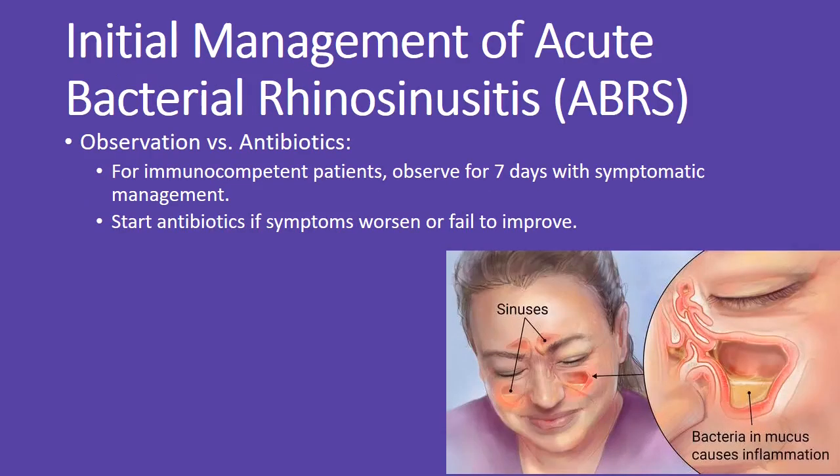The first step in managing ABRS is deciding between observation and antibiotics. For immunocompetent patients, a 7-day observation period with symptomatic management is recommended, as long as follow-up is ensured. Antibiotics are only initiated if the patient's condition worsens or does not improve within this period.